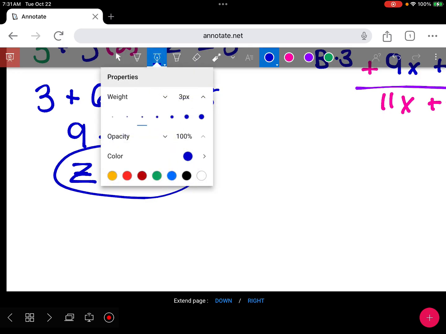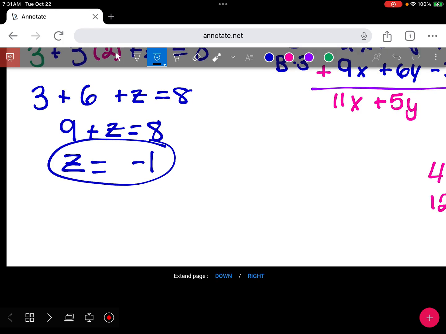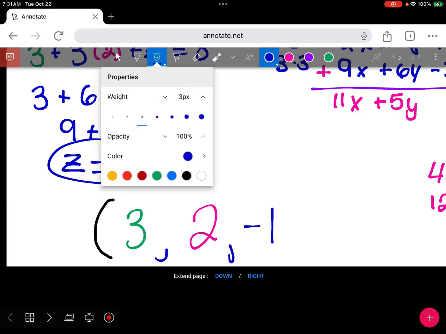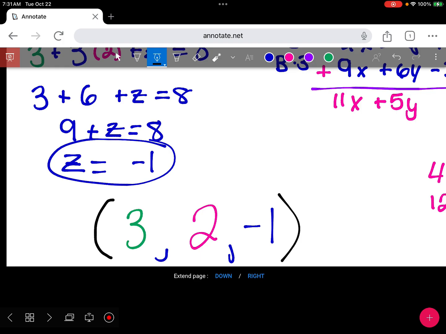So our solution to this system is the ordered triple 3, 2, -1. That's our answer.